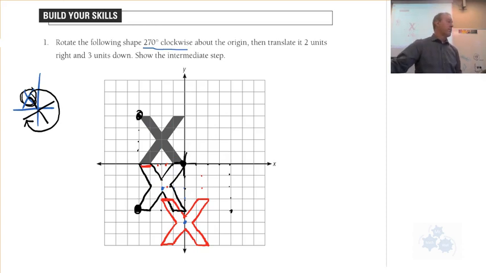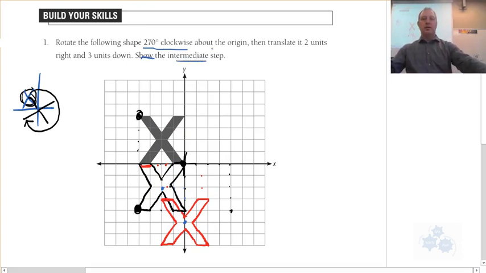Okay? I have a question. Yes, question. What does it mean by show the intermediate step? So, okay, very good. Thank you for asking. Show the intermediate step. So that means you have to show this outlined X as well. So don't just show the final red X in this case, show the intermediate one too.